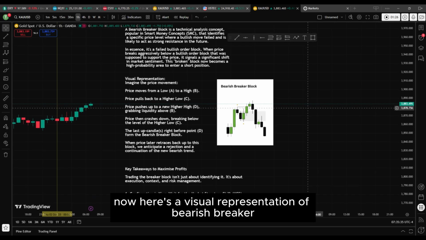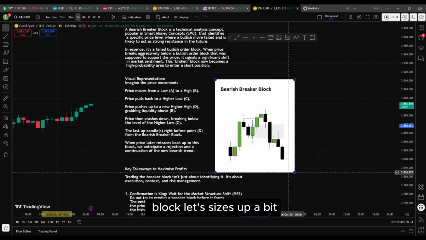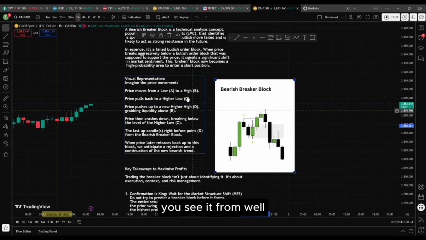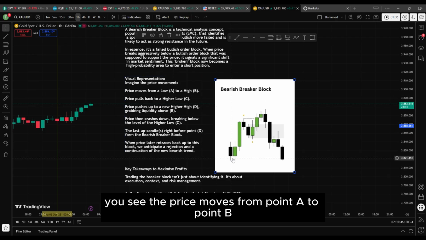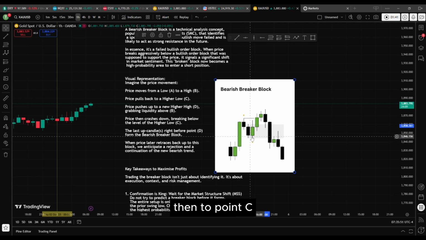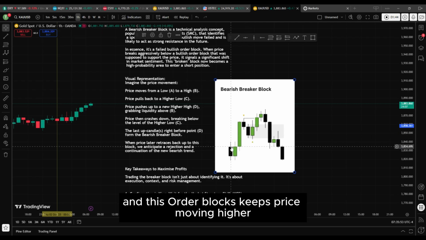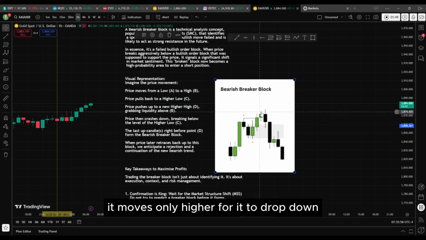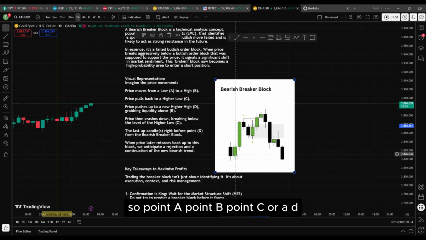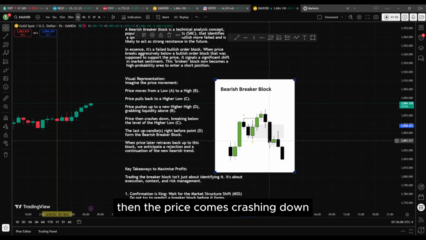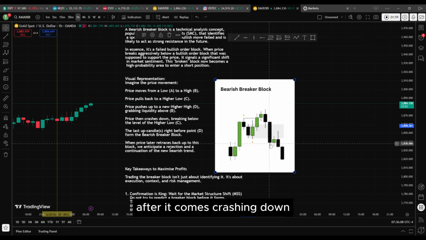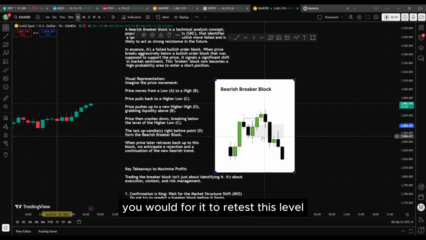Now here's a visual representation of bearish breaker block. You see the price moves from point A to point B, then to point C. Then this order block keeps price moving higher. It moves only higher for it to drop down. So point A, point B, point C, point D. Then the price comes crashing down. After it comes crashing down, you wait for it to retest this level.